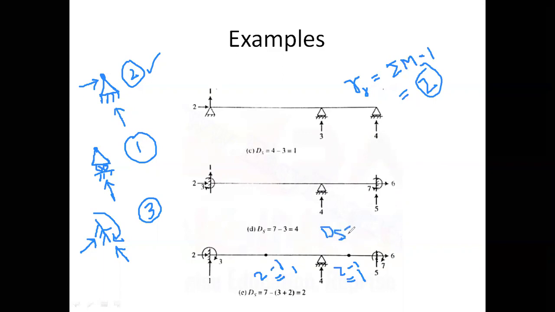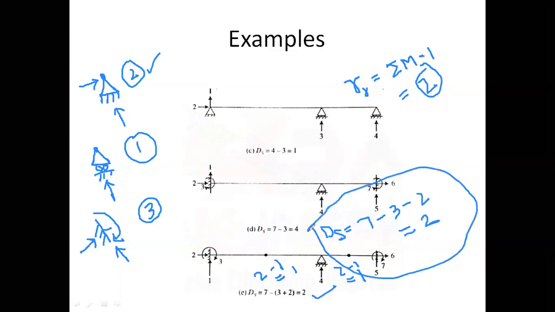If these two internal hinges had not been here, the static indeterminacy would have been simply 7 minus 3. But due to the presence of these two internal hinges, 2 reactions will be released. Hence it will be minus 2, so it will be 2. See, it is 2. So the degree of static indeterminacy in the case of an internal hinge is calculated using the number of reactions released by the hinge, which depends simply upon the number of members connected to the internal hinge.